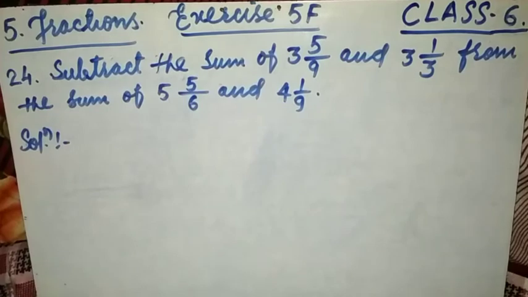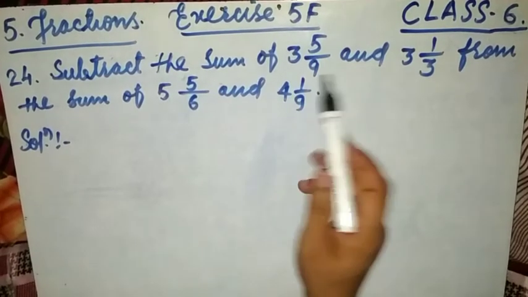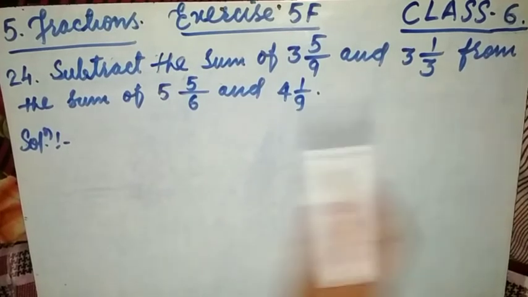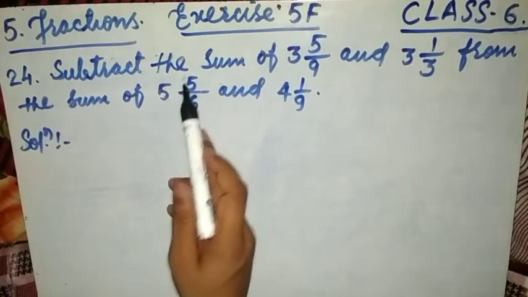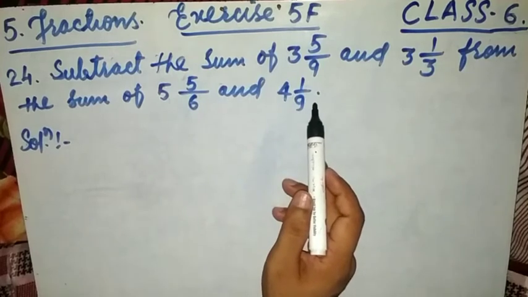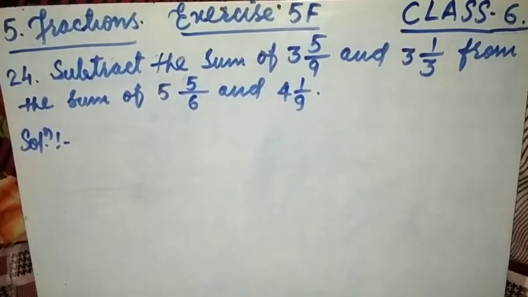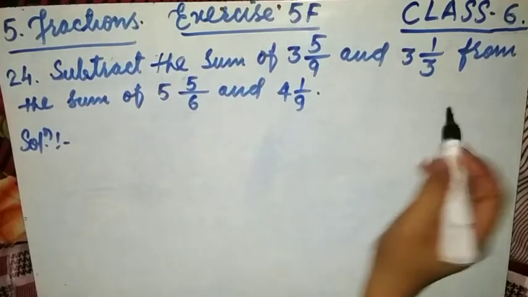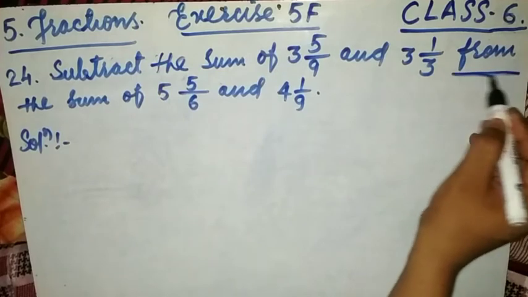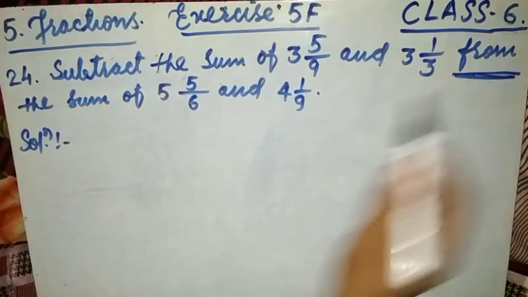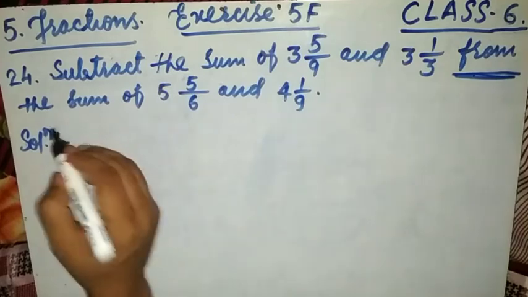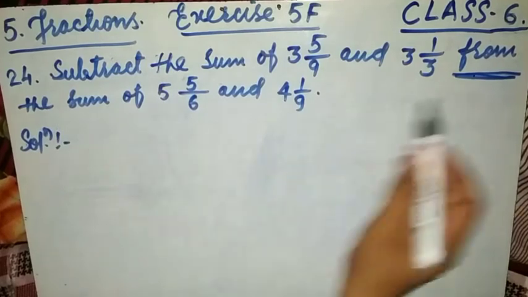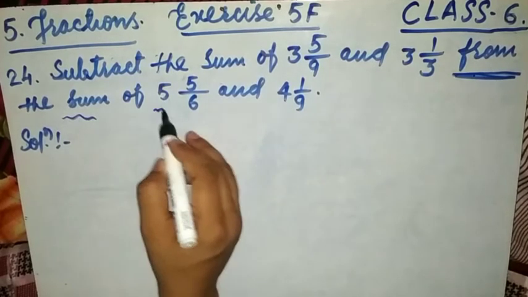Now see students, question number 24. Subtract the sum of 3 5/9 and 3 1/3 from the sum of 5 5/6 and 4 1/9. And if you remember friends, I have already told you that where there is 'from' in questions, the terms after 'from' are the terms we take first.